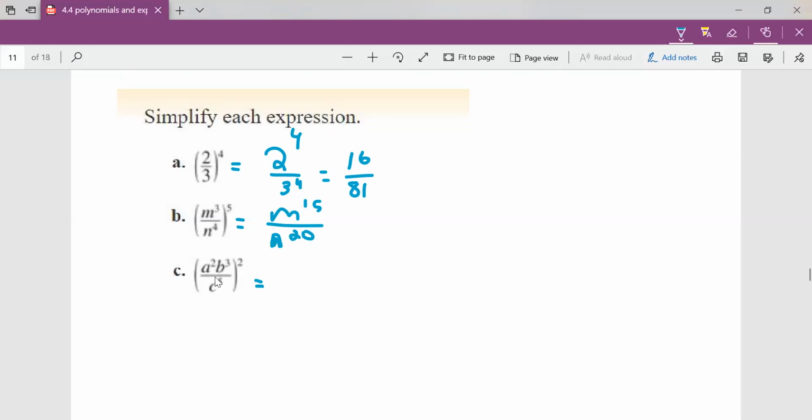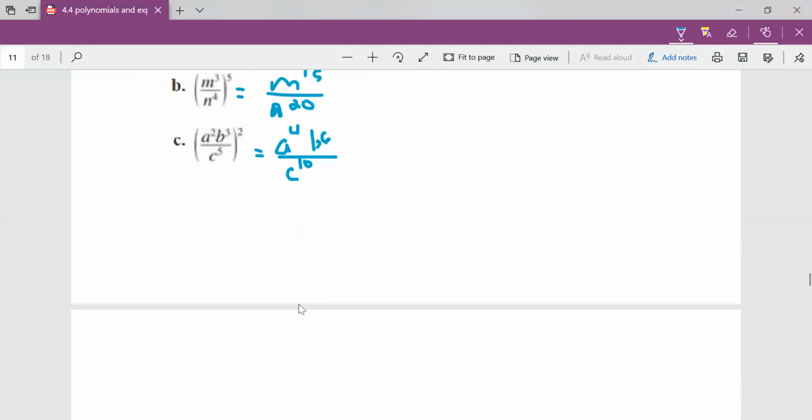Okay, let's try the next one. a to the second on the outside is a to the fourth. b to the third to the second is b to the sixth over c to the 10th, because 5 times 2 is 10. And again, we cannot simplify any further because a, b, and c are all different bases.